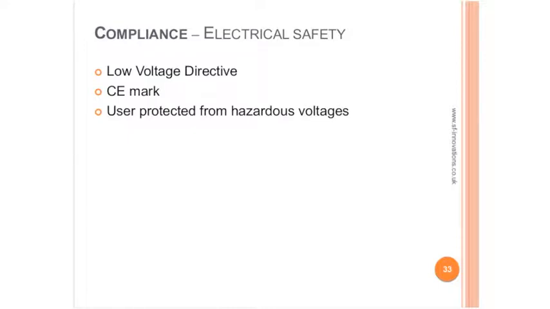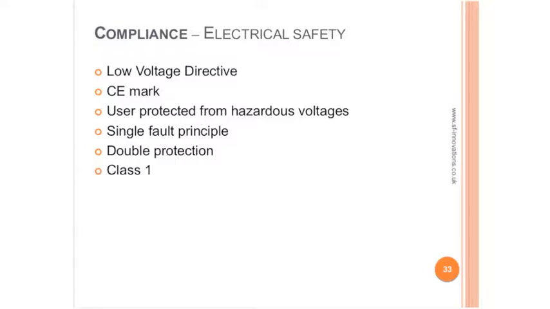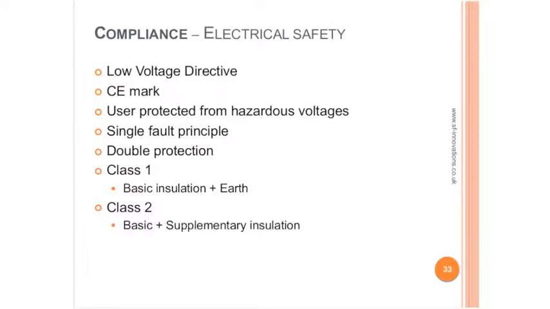Just a brief look at that. There's a single fault principle, i.e. a single fault should not result in a user touching a hazardous voltage or a fire breaking out. So all electrical appliances that use mains voltage tend to have double protection. You can have a class 1 type construction, where you have basic insulation plus earth, or class 2 construction, where you have basic and supplementary insulation, i.e. double insulation.